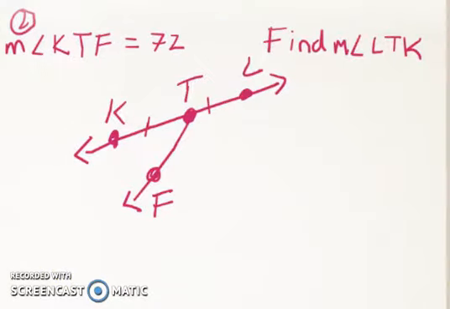Alright, looking at this picture, we have some information. Before we start drawing anything in, I notice that KT is equal to TL, if that comes up. I also see that this is a straight line here, so I know that from here all the way to here is going to be 180 degrees. Okay, and now let's go ahead and look at my actual information.